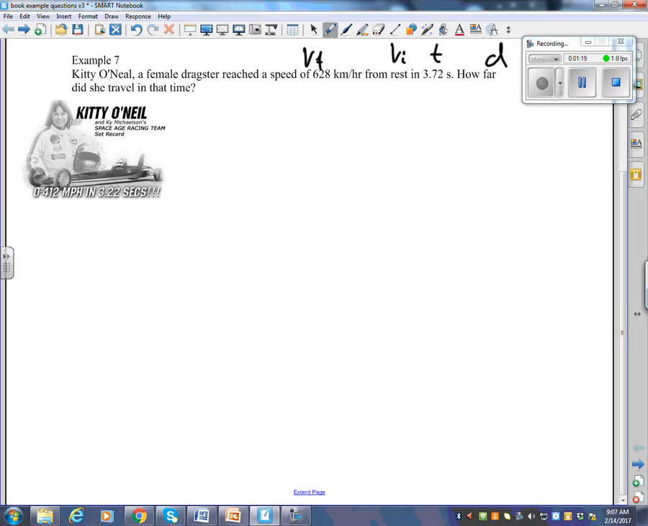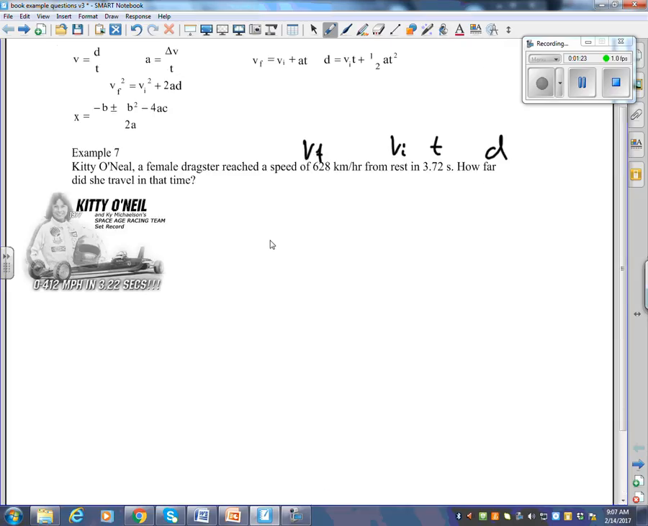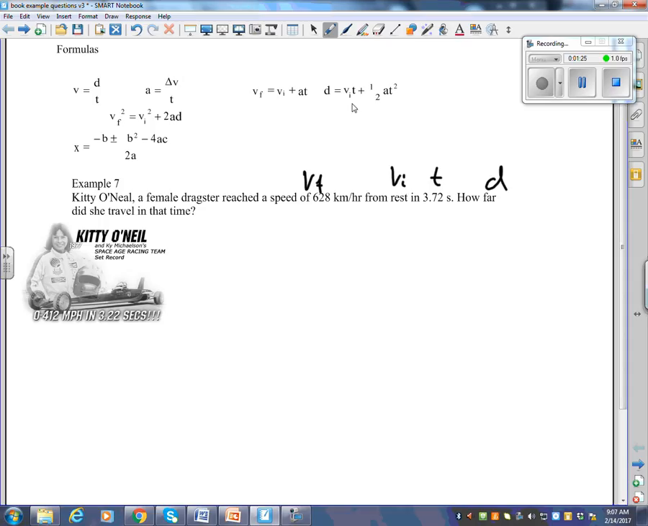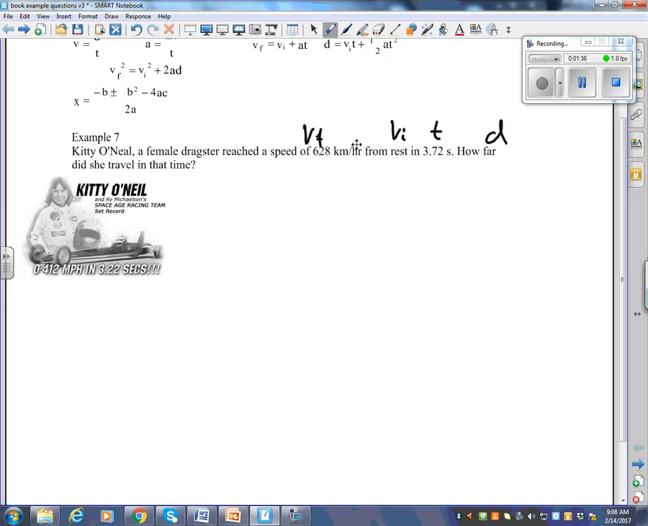Looks like a two-step question to me. I've got d equals vit plus half at squared, but I don't have the acceleration. And I've got vf squared equals vi squared plus 2ad, but I don't have acceleration. So I think I need to find acceleration. Vf equals vi plus at.